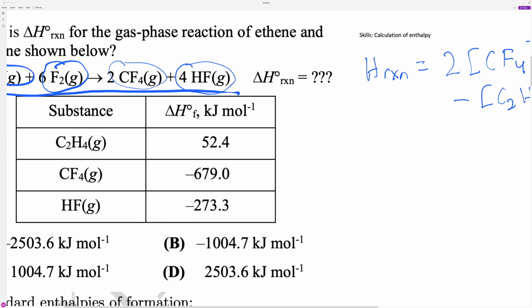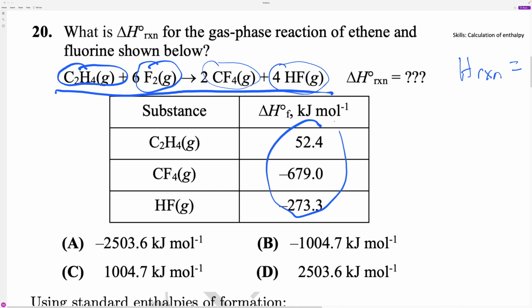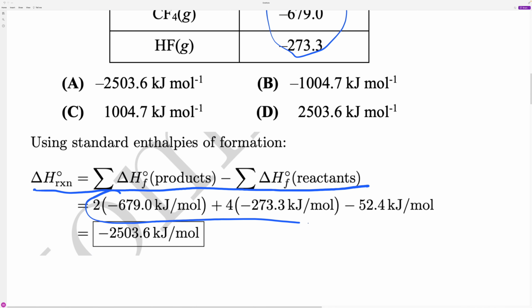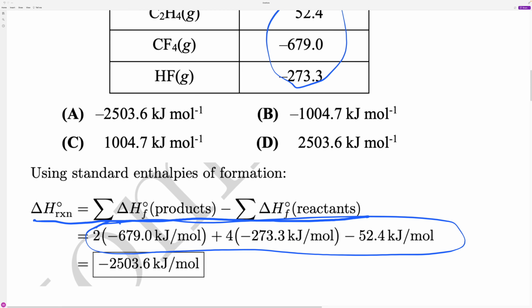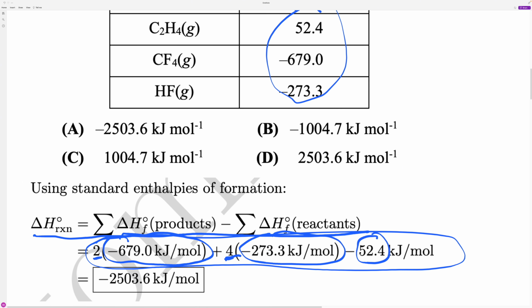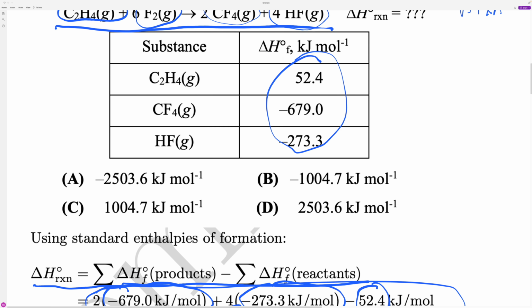And we're going to plug in the numbers we have from this table here. So I've done the computation here below. You can see that this is the CF4, and since we have 2 of those, we multiply by 2. This is the HF enthalpy of formation, and we have 4 of those, and then we subtract the C2H4. So doing that calculation, we get negative 2,503.6, so our answer is going to be A.